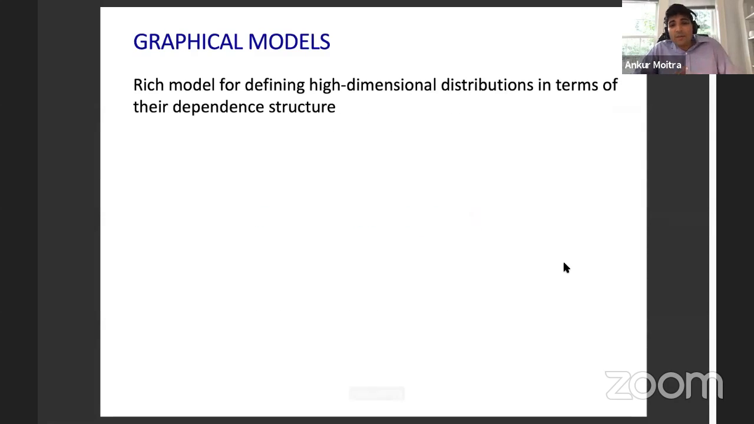But let me tell you first some of the background, because this talk really fits into the broader theme that's going to be talked about in the later talks today too, about learning graphical models. So you're going to see all about graphical models today, but graphical models are really just a rich model for defining high dimensional distributions in terms of their dependence structure.